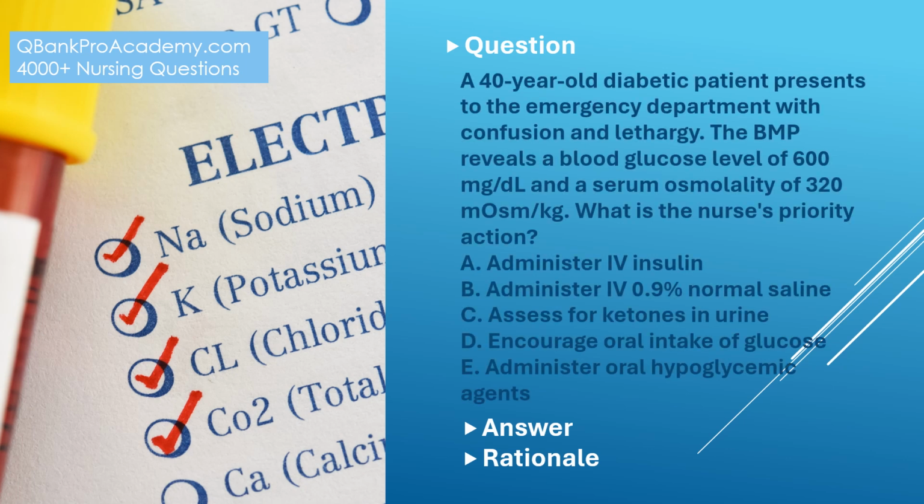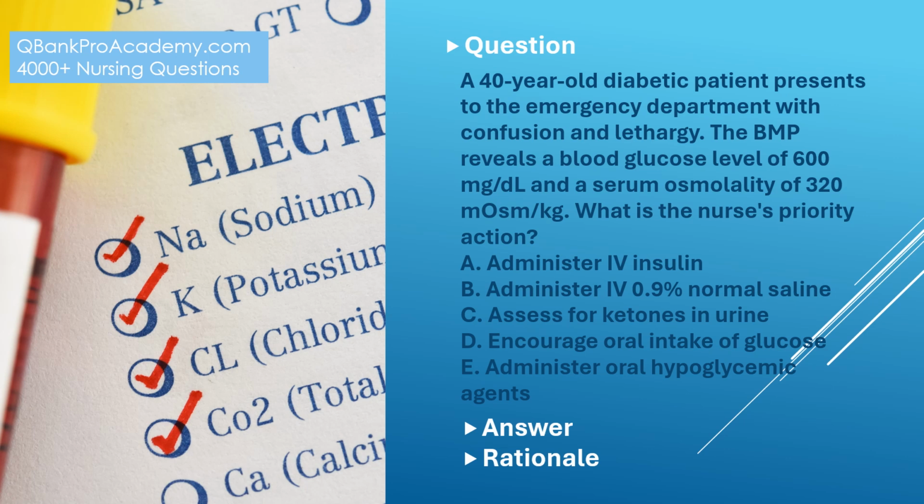Question. A 40-year-old diabetic patient presents to the emergency department with confusion and lethargy. The BMP reveals a blood glucose level of 600 mg/dL and a serum osmolality of 320 mOsm/kg. What is the nurse's priority action?